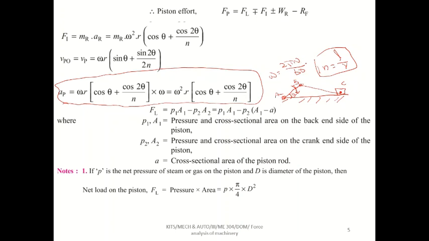I will tell you again. R means radius of the crank, otherwise AB length. L means length of the connecting rod, BC length. Now come to the formula: omega square into r into cos theta plus cos 2 theta by n. This is the formula for acceleration. So if you know the acceleration, you can find out the inertia force.